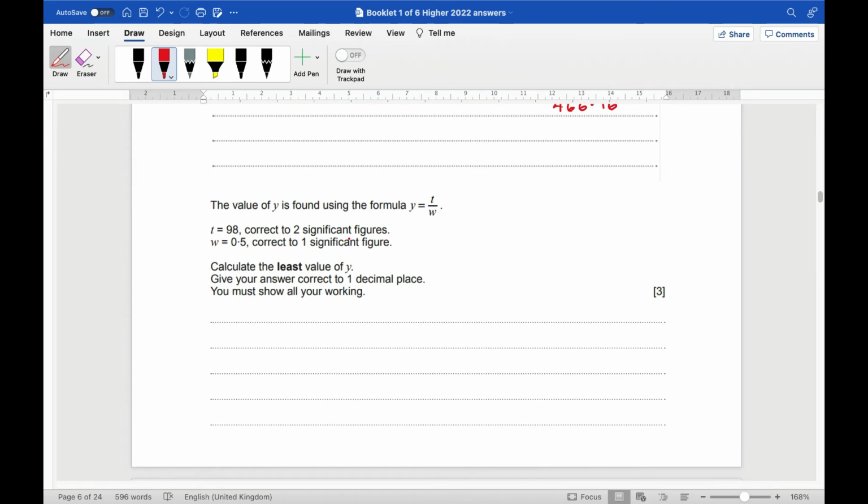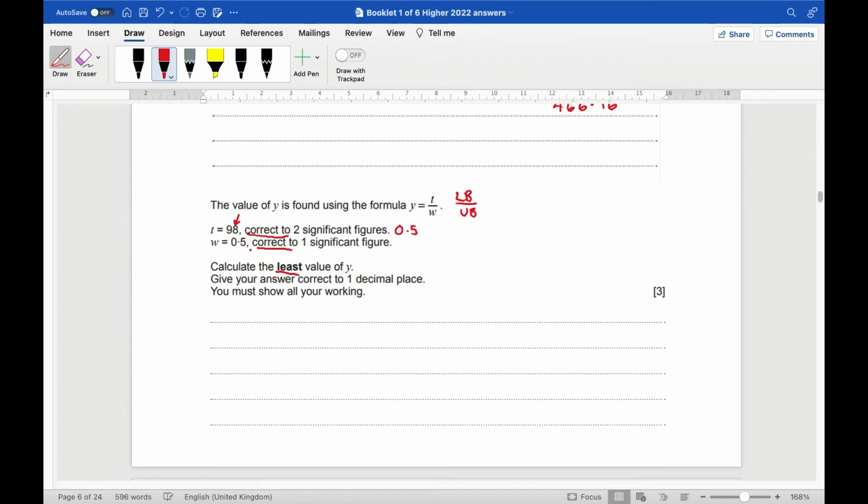Okay, this talks about significant figures. There's your hint that it's upper and lower bounds, and this says least, all these kind of clues, right? All I'm doing is T divided by W. If I want the least, I want the lower bound on top again and dividing by the upper bound. So my lower bound of that, correct to the second significant figure, means correct to the second digit there. Because that's in the units column, half of a unit is 0.5. All right, so we'd add that on, take that away.